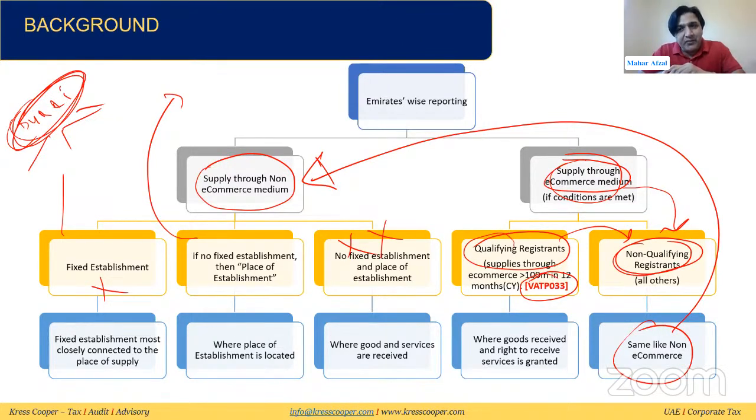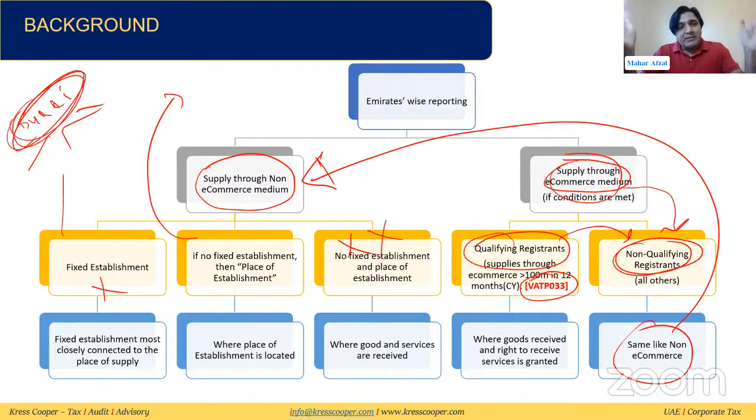Then we need to look into whether the supplies are being made through the e-commerce medium. If e-commerce medium supply is less than 100 million, the same criteria apply as for the non-e-commerce medium. If supply only through the e-commerce medium is more than 100 million, then the person will be subject to the reporting requirement, and they need to report in the Emirate where these goods and services are being received. Reporting requirement for 2022: 18 calendar months starting on or after 1st July 2023.